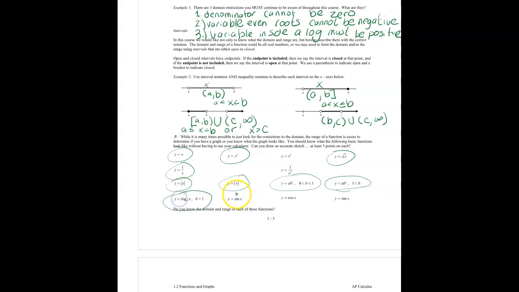Logarithms are pretty important. Sine of x, cosine of x, and tangent of x that we talked about last year are usually part of that big 12. If you don't remember what these graphs look like, let's head on over to Desmos for a second, check them out real quick, see what's going on with them, and then I'll come right back.